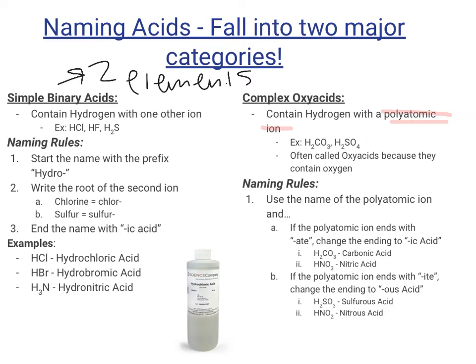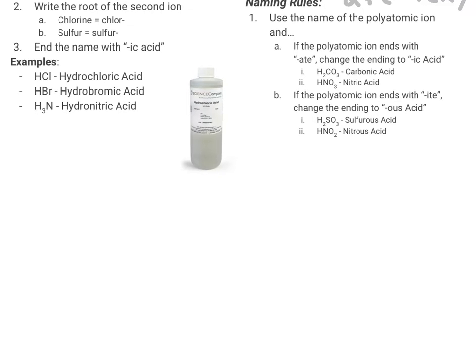So if your polyatomic ion ended in ate, then you're going to just change the ending to ic. So I like to remember this as I ate an icky bug, and that's kind of how I remember ate to ic. And then ite goes to ous. Ate, ic, ite, ous. This is a very small discrepancy, but the difference is a big deal.